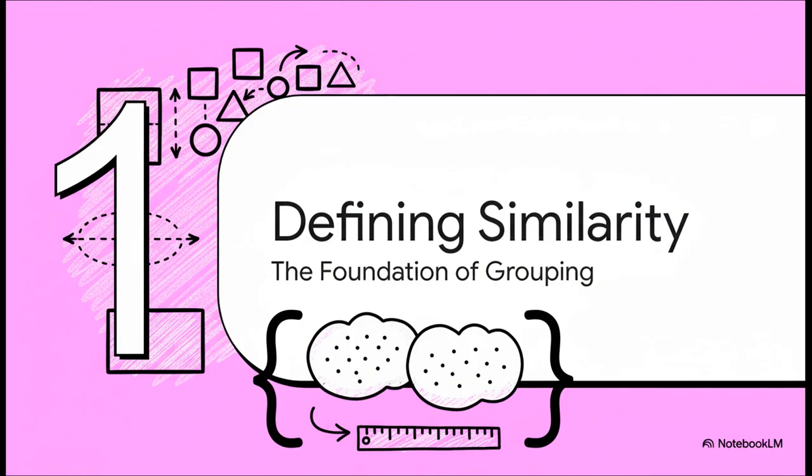Okay, first things first. Before we can even think about grouping anything, we need a solid, mathematical way to define what close or similar actually means to a machine. This isn't just a small detail, it's the entire foundation that everything else is built on.